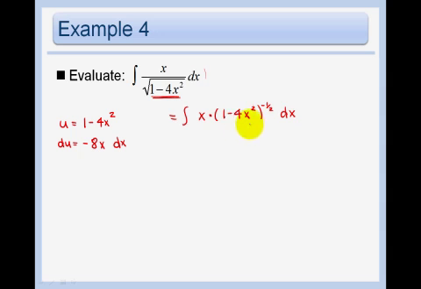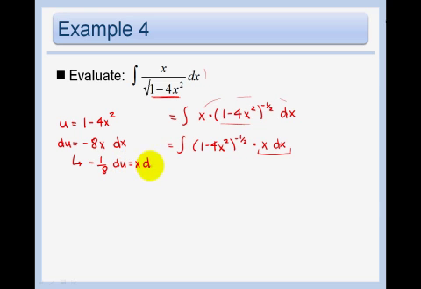What I'm really hoping for, this is my u, and so I want this part to be part of my du. So I'm just going to reorder things. I want my x dx. I need to substitute for that with a u. So I'm going to divide both sides by -8. Now I can substitute. This was just u.